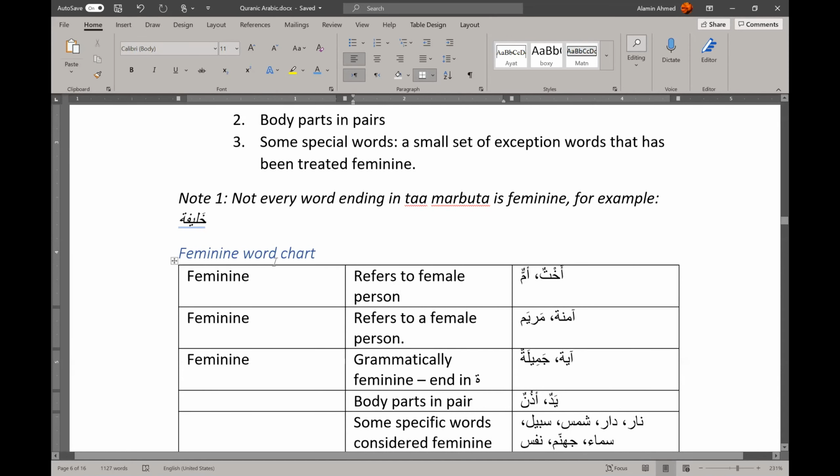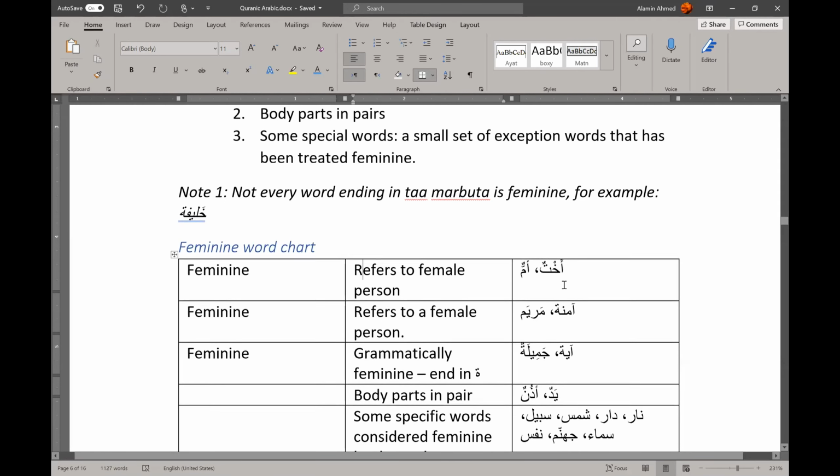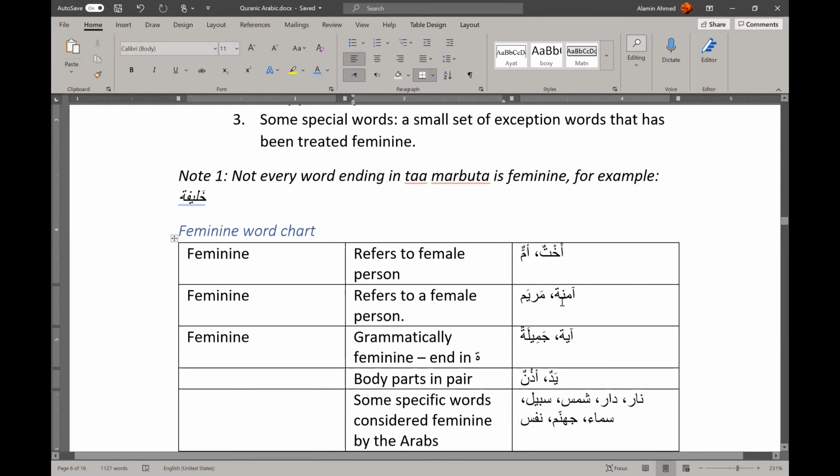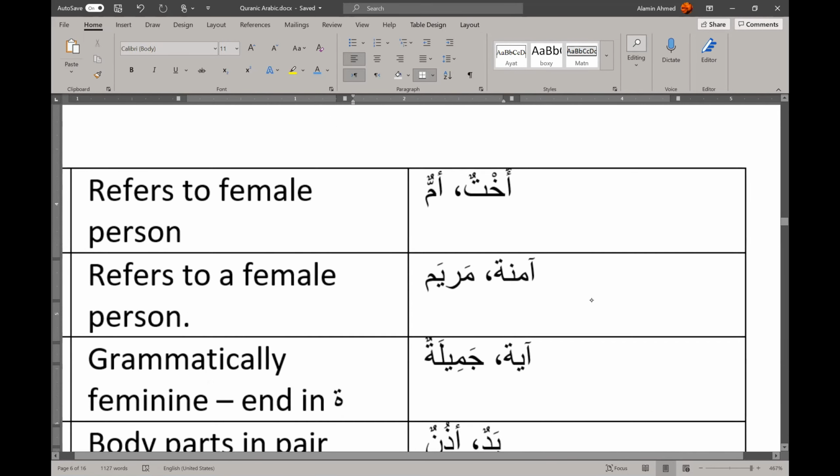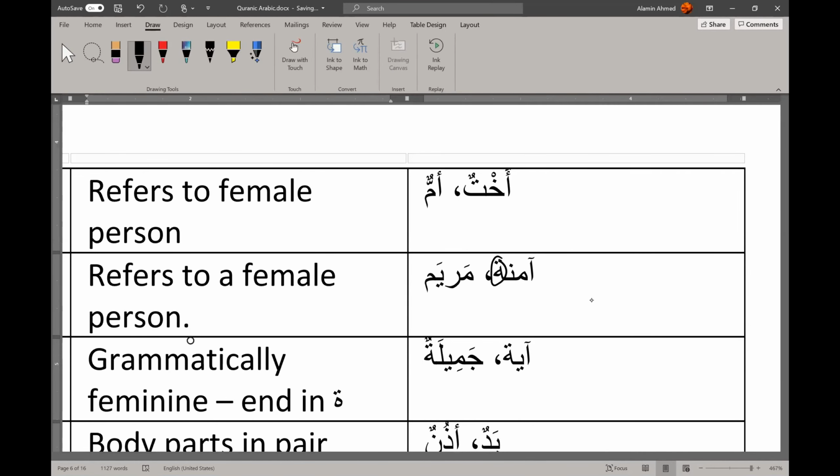So the first one here, I'm giving you some charts. We have ukht and um, and they're feminine. Why? Because these are female persons. So this is the first category. Then we have Amina and Maryam. Again, these also refer to females, so obviously that's why. But as you can see here, Amina has tamarbuta. Alhamdulillah, I didn't even know that I can write subhanallah in Microsoft Word. That's pretty cool. So Amina has tamarbuta, and you get a bonus.